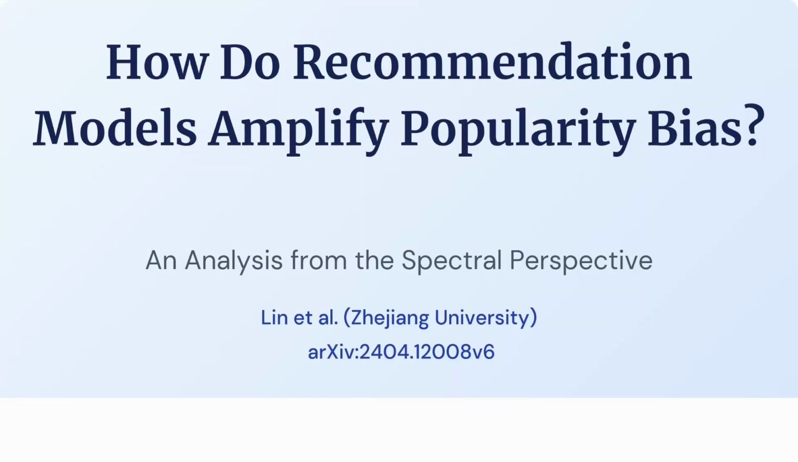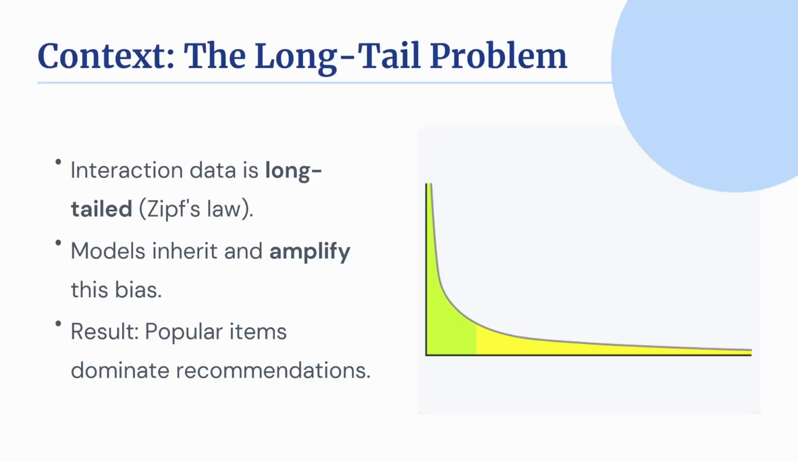The first paper is "How do recommendation models amplify popularity bias? An analysis from the spectral perspective." Let's start with the context.